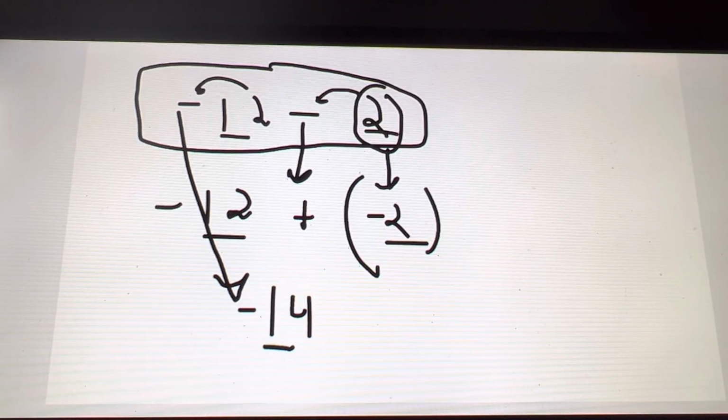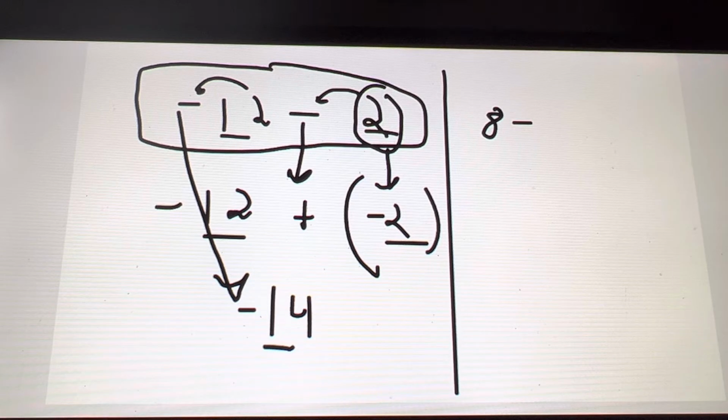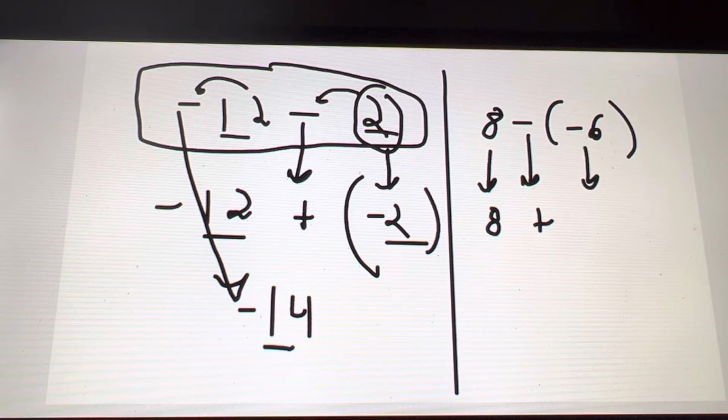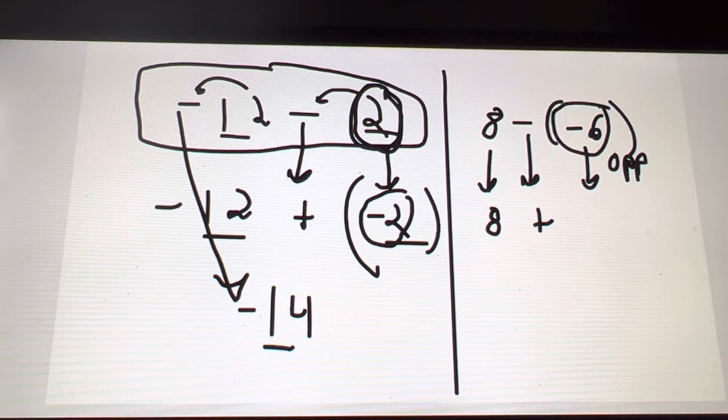So I'll show you a shortcut to this first, but let me show it exactly like this first. Here's what you're technically doing. 8 minus negative 6. So you're trying to subtract something. The suggestion is you do 8 and switch the subtraction to addition by doing the opposite of this number. Here it was a 2, and I did the opposite and got negative 2. Now it's negative 6, I can do the opposite and get 6.